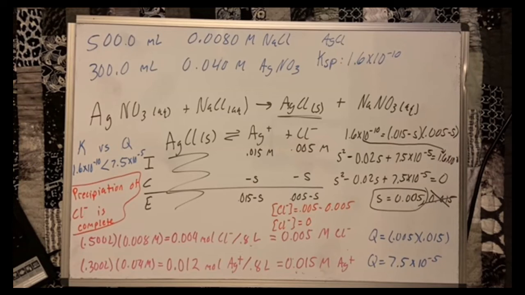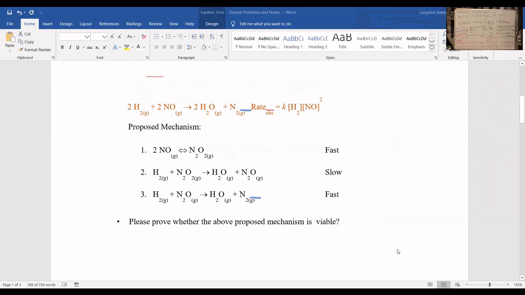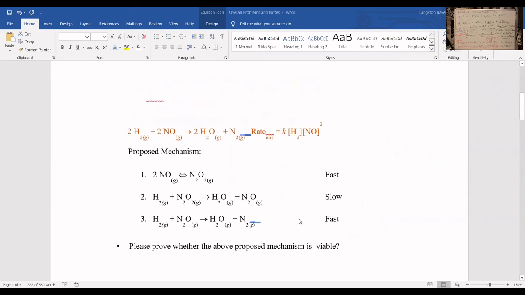In chapter 14, or kind of the end of chapter 14, we're talking about reaction mechanisms and how they're related to our rate law. So here's one of the types of problems you could have been asked: prove that this proposed mechanism is in fact a possible mechanism for the reaction at the top.